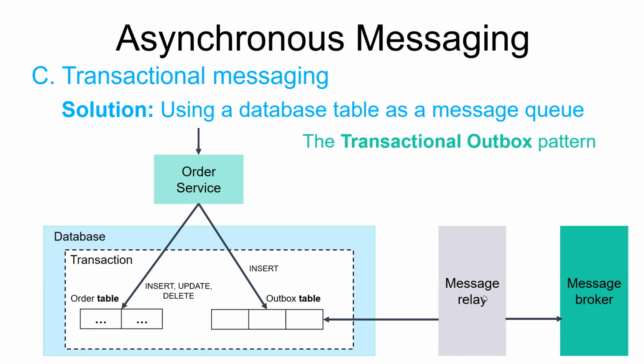A service that sends messages has an Outbox database table. As part of the database transaction that creates, updates, and deletes business objects, the service sends messages by inserting them into the Outbox table. Atomicity is guaranteed because this is a local ACID transaction. The Outbox table acts as a temporary message queue. The message relay is a component that reads the Outbox table and publishes the messages to a message broker.